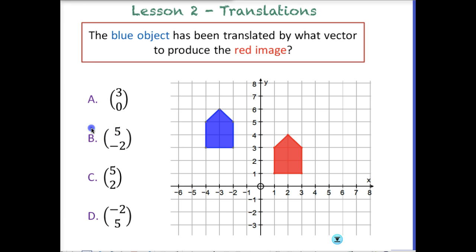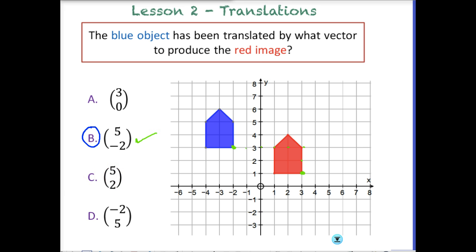Okay, well hopefully you've come back with B. And the way to tell is to take one of the vertices. So we'll go ahead and take this vertice here, and let's count. We went from here to here. So how far over did we go in the x-axis? We went 1, 2, 3, 4, 5 in the positive direction, and then we went down 2 for y in the negative direction, and that is B.